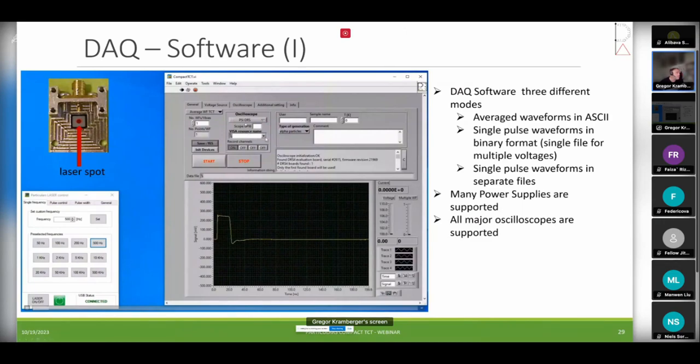I think in high energy physics it's a well-known device because it's relatively affordable and it's well integrated.